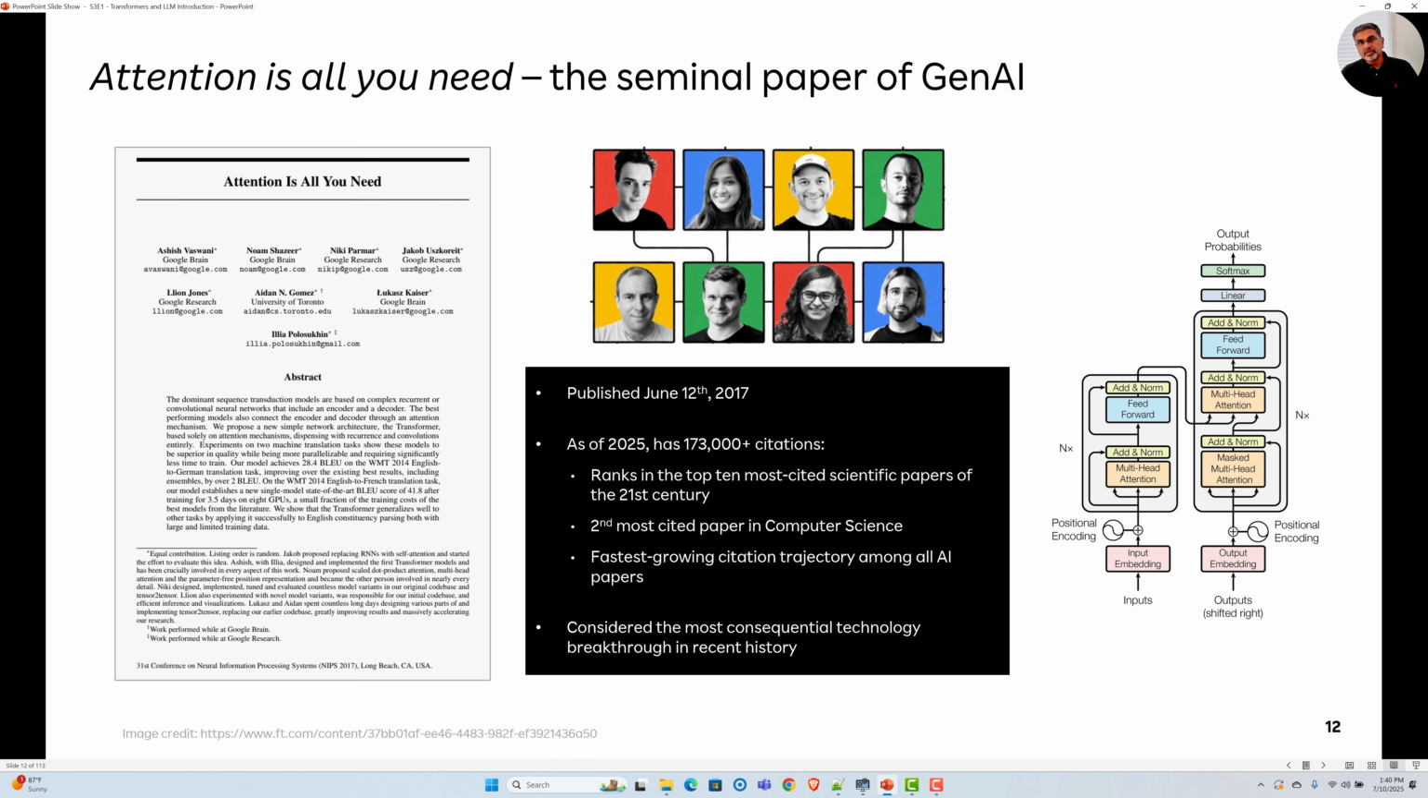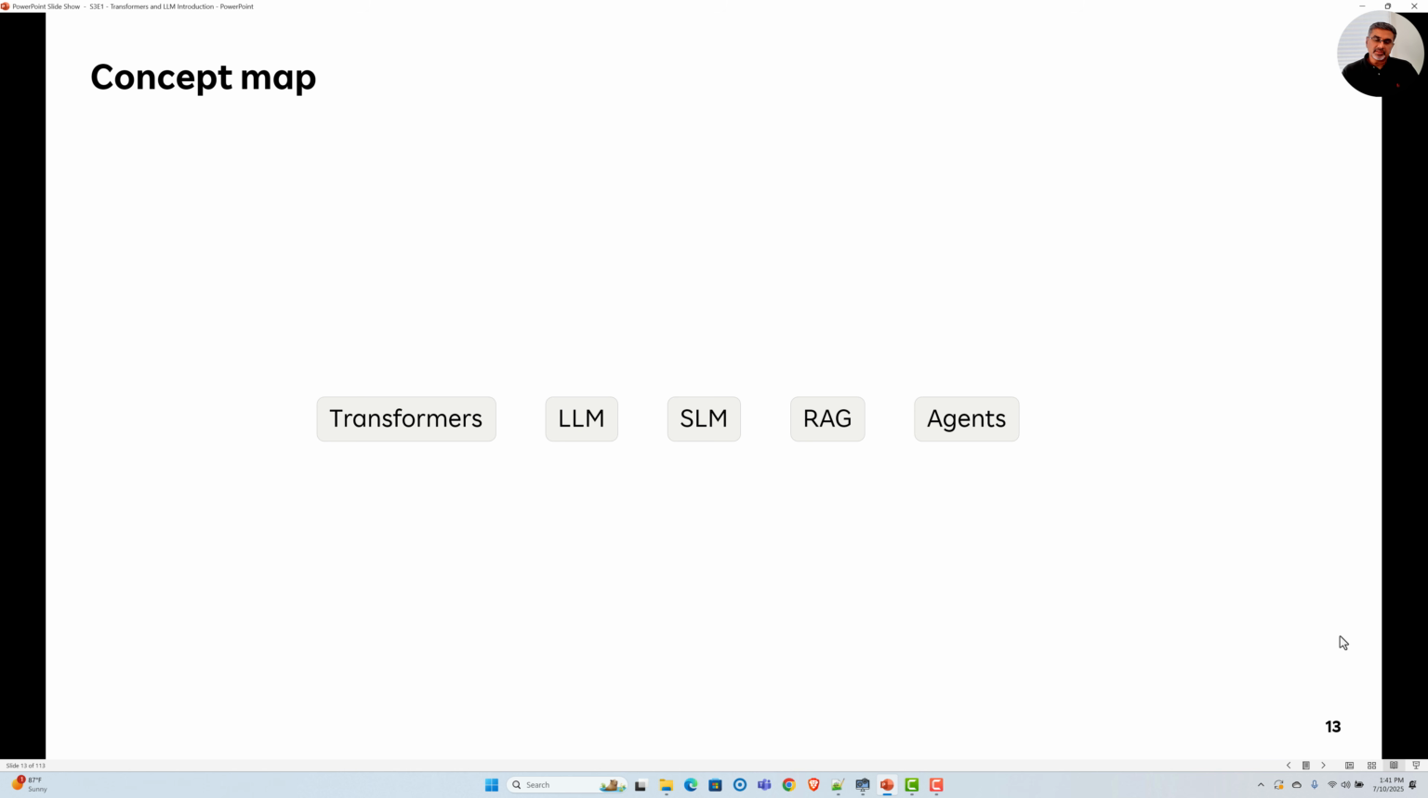And in this paper, these authors propose a new form of neural network architecture called the transformer neural network architecture, which is shown in this picture here. All right. So before we get into understanding what the transformer architecture is, maybe it's important to zoom out a little bit and get an understanding of the different nomenclature that is thrown around. Things like transformers, large language models, small language models, RAG, and agents. So let's build a concept map to understand how these things are related to each other.